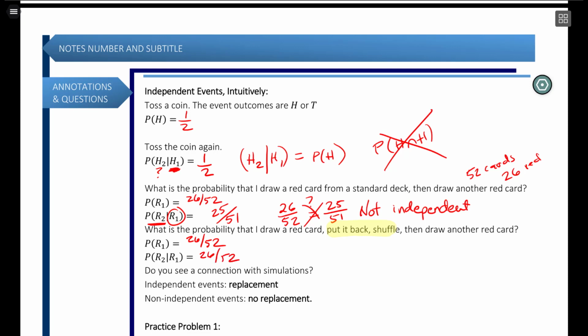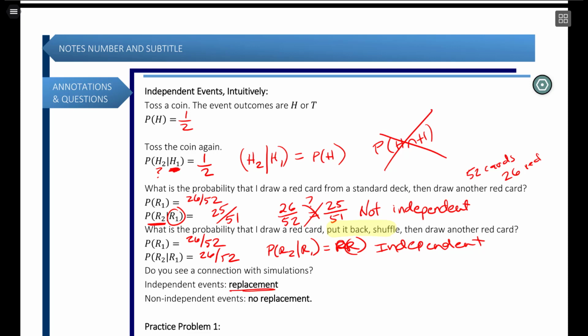And in this case, the probability of getting a red card on the second draw is exactly the same as the probability of drawing a red card in the first place. Thus, these two events are indeed independent of each other. And we don't really have to do much mathematically to understand that. This is a very common thing that we can see, especially when working with tree diagram problems. There's a big connection between independent and not independent events.